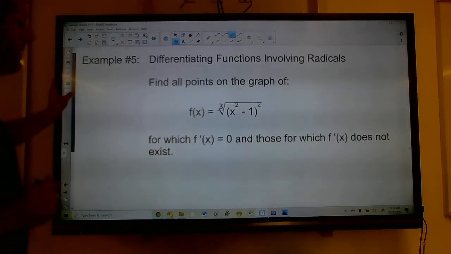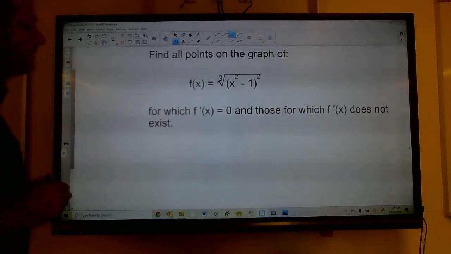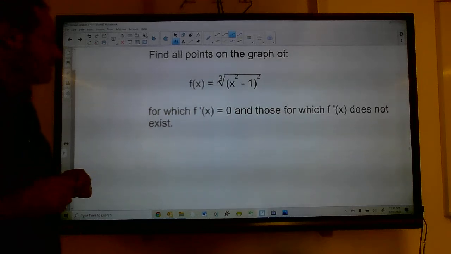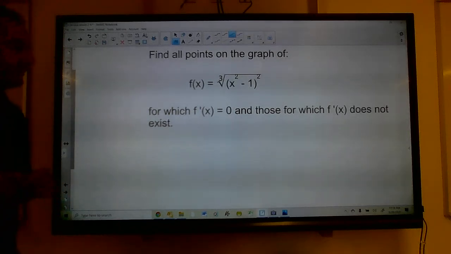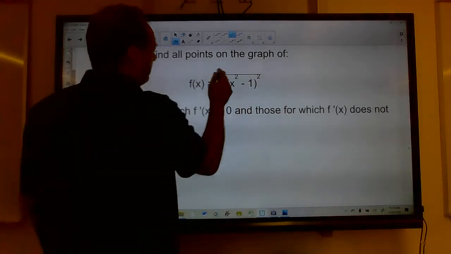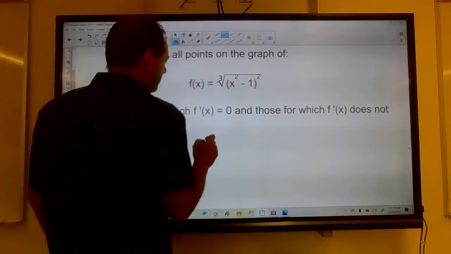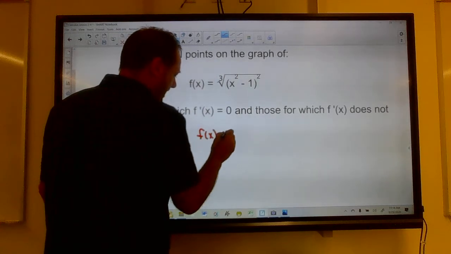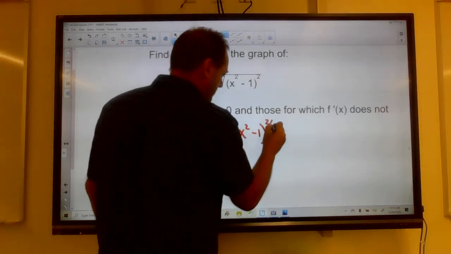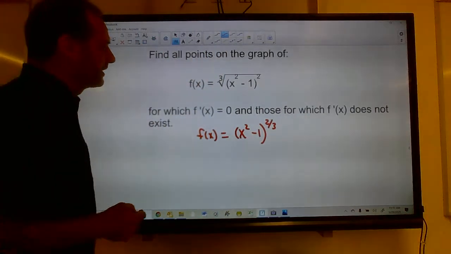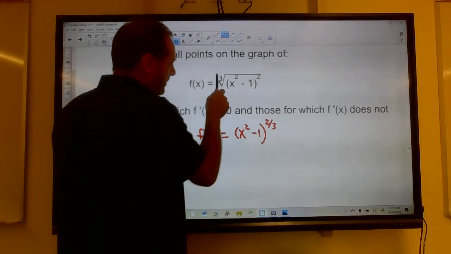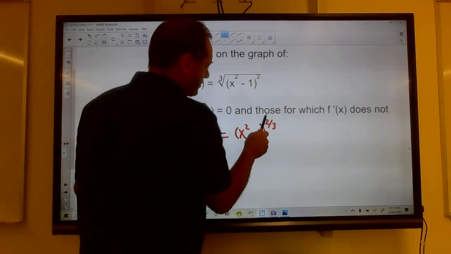Find all points of the graph f of x equals the cube root of x squared minus 1, squared, for which f prime of x is 0, and those for which f prime of x does not exist. The first thing I would do is rewrite this as f of x equals x squared minus 1 to the 2/3 power. Remember, the cube root tells you that'd be the 1/3 power, and this is squared, so that'd be the 2/3 power.